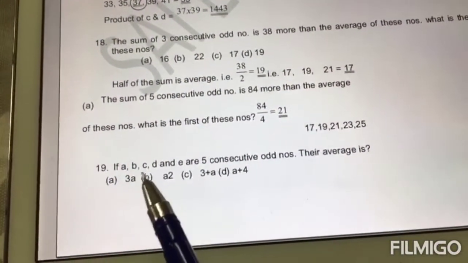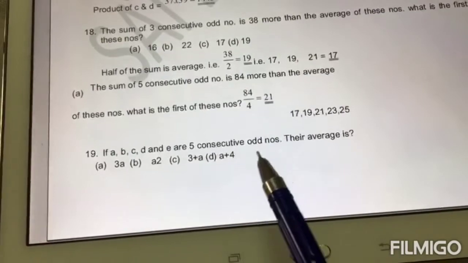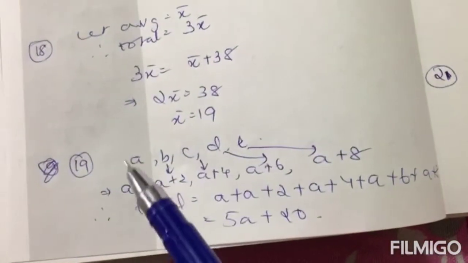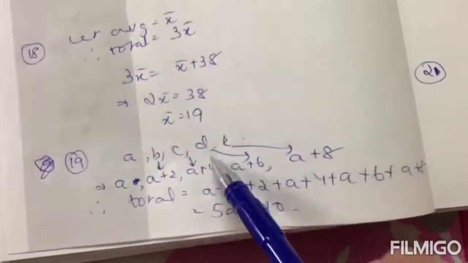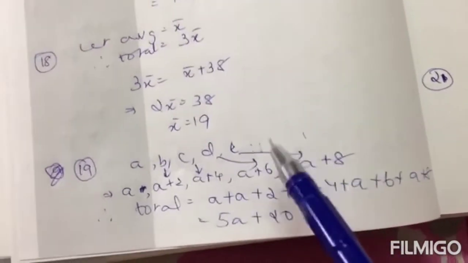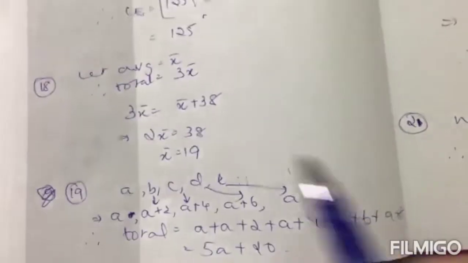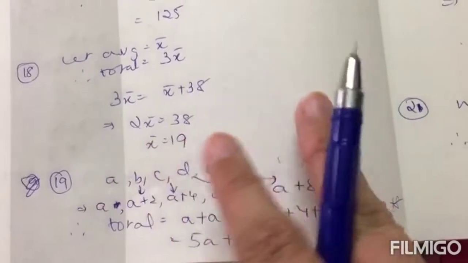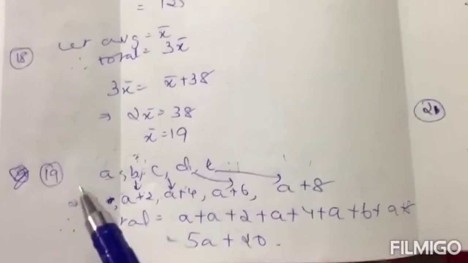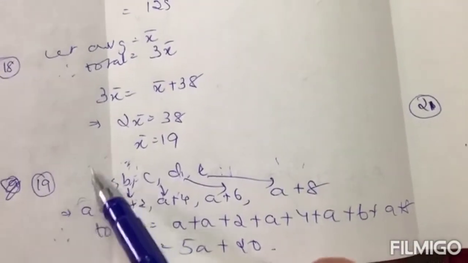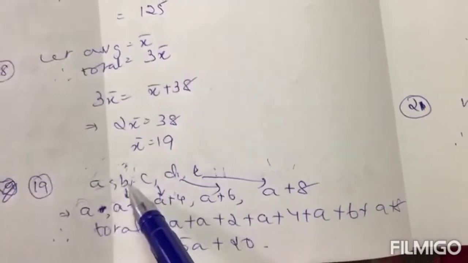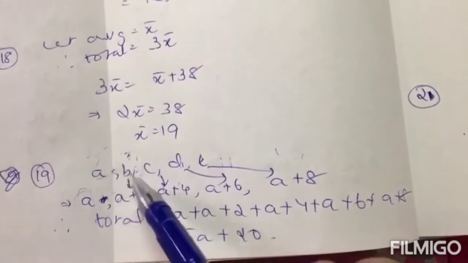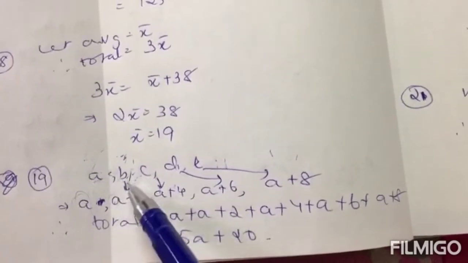It says if A, B, C, D and E are 5 consecutive odd numbers, what is their average? Okay, very careful. A, B, C, D, E are 5 consecutive odd numbers. What did I say about consecutive? It occurs one after the other. That means the difference between each number is the same. For example, if we take A equals 3 and B is the next consecutive odd number, that is the next odd number after 3, what is that? It is 5. What is the difference between 5 and 3?